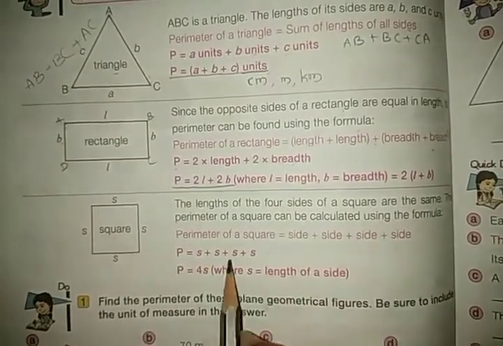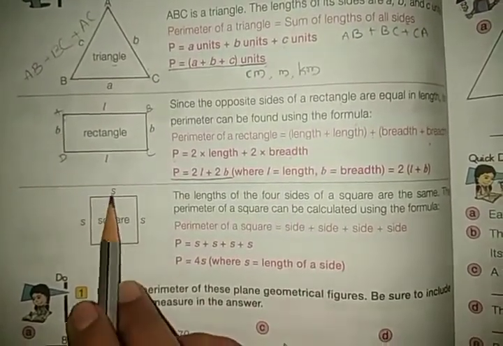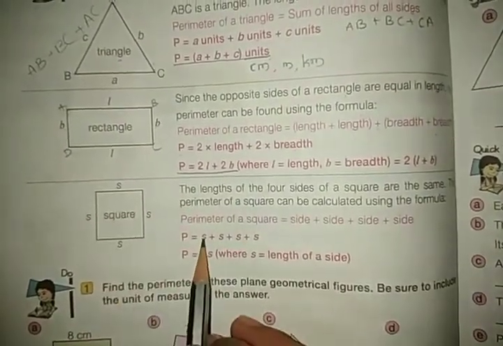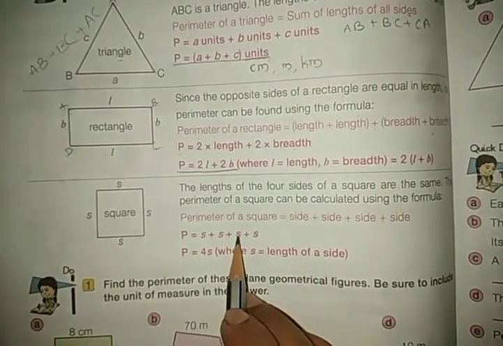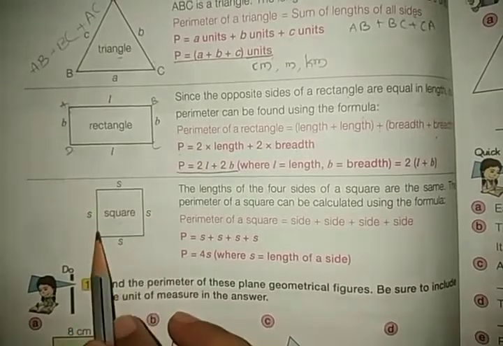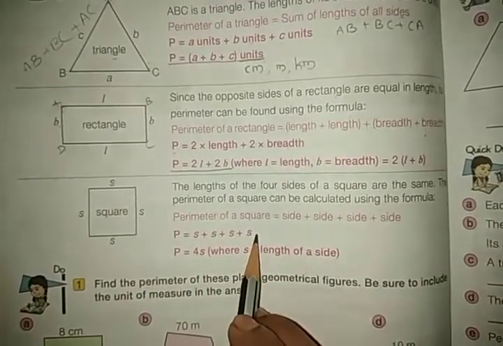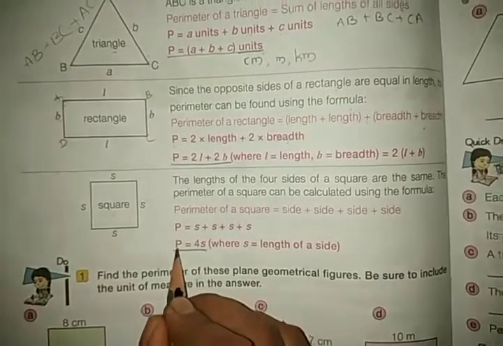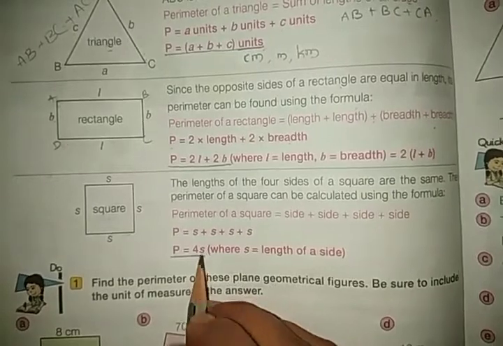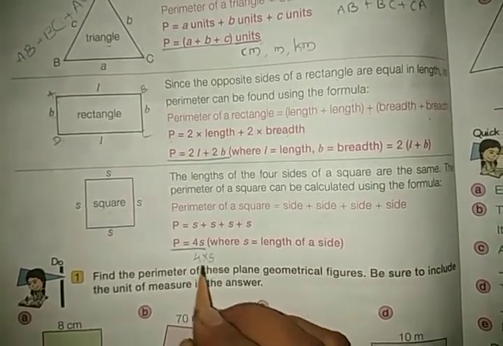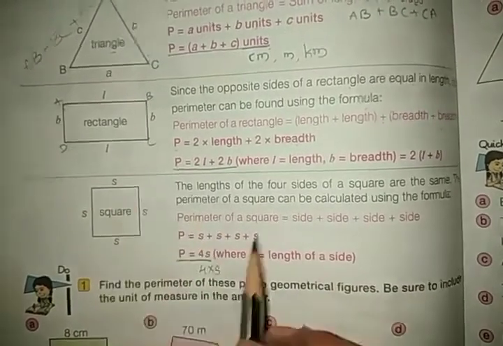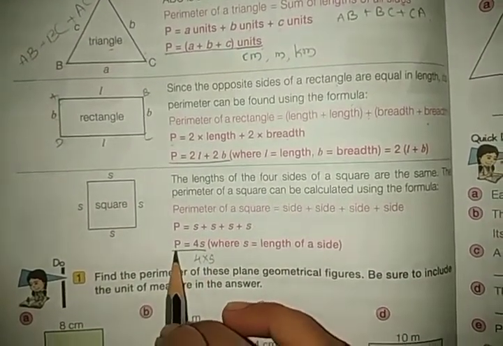That can be written as P is equal to, they have named each side with S. Yes, so they have written here S. Okay, S plus S plus S plus S, that is side plus side plus side plus side. Okay, this can be simplified as perimeter of square is equal to 4 into S. Okay, 4 times S, S means side. Okay, 4 times side is your perimeter of square.